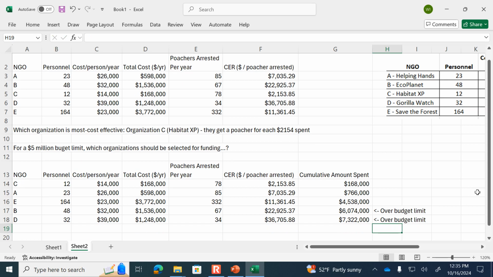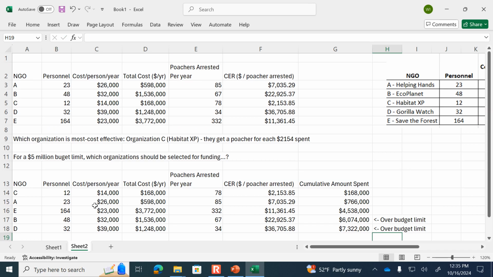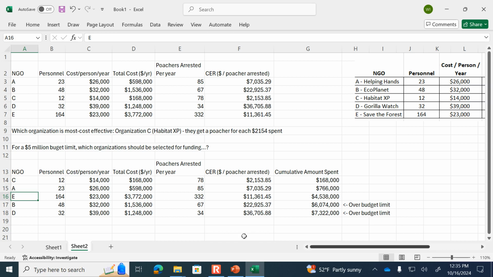So the most we can afford to spend would be to operate organizations C, A, and E. So that's what we should do. We want to spend as much of our budget as we can. We want to spend it on the most efficient organizations. So the answer to part C, which organizations should be selected for funding? We should fund organizations C, A, and E.